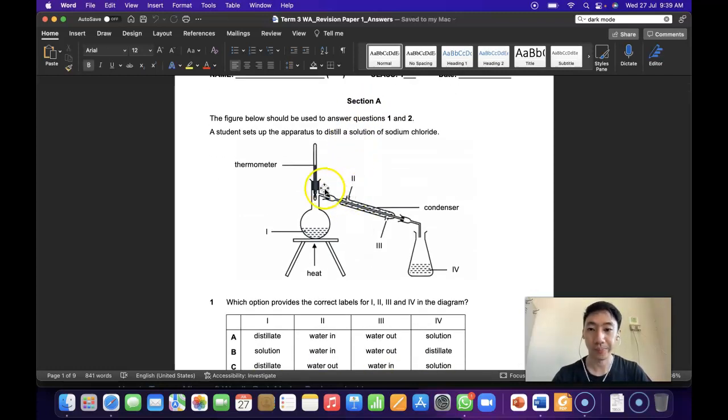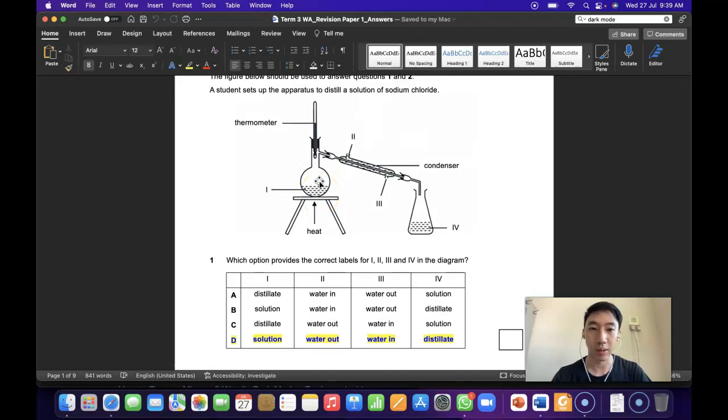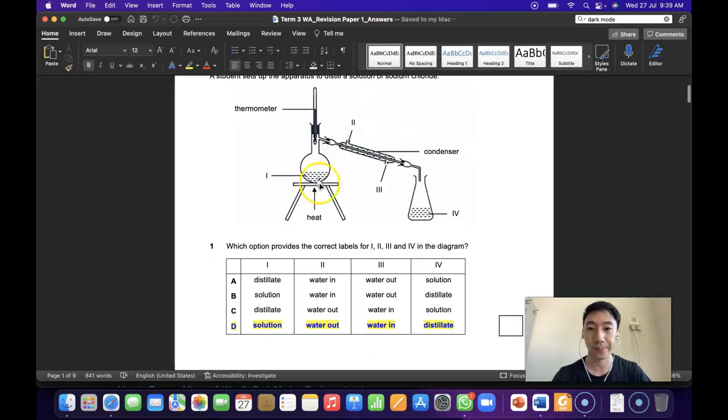Okay, let's go through. Question 1 is talking about distillation. We have covered this before in class. Remember that this part is called a solution. It is made up of water and sodium chloride, commonly known as table salt. When you dissolve it in water, you can call it a salt solution.